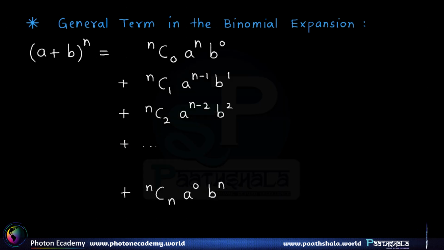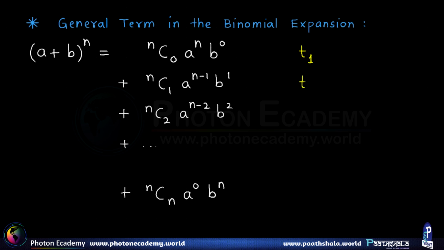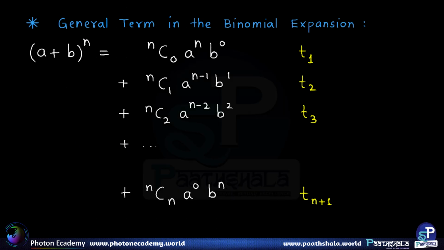Right. Now let us look at the individual terms and give them term numbers. So here we have the first term t1, then the second term t2, t3, and so on up to the last term, which is t(n+1), because if you remember, in the expansion of (a + b) raised to n there will be n plus 1 terms. Now let's try to correlate the individual figures.